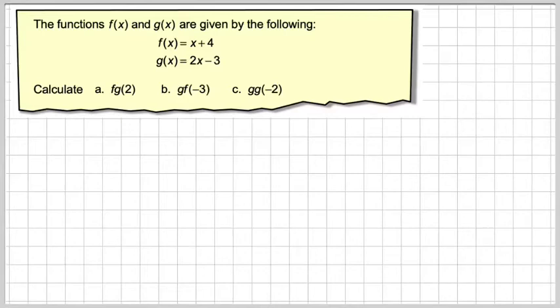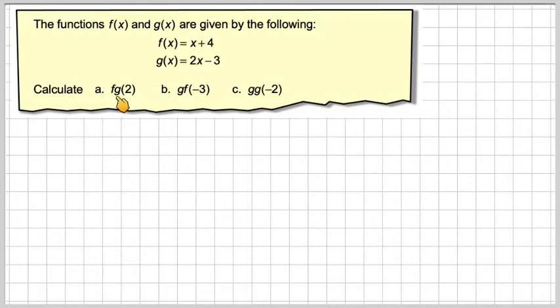In this video, we're going to look at the introduction of a composite function just by using numbers. So it says here the functions f of x and g of x are given by the following. F of x is equal to x plus 4 and g of x is equal to 2x minus 3. And we're asked to calculate a, fg of 2, b, gf of minus 3, and c, gg of minus 2.